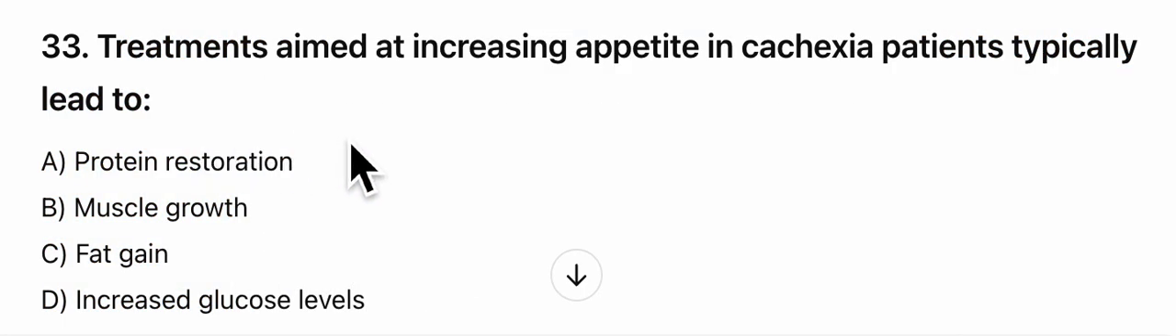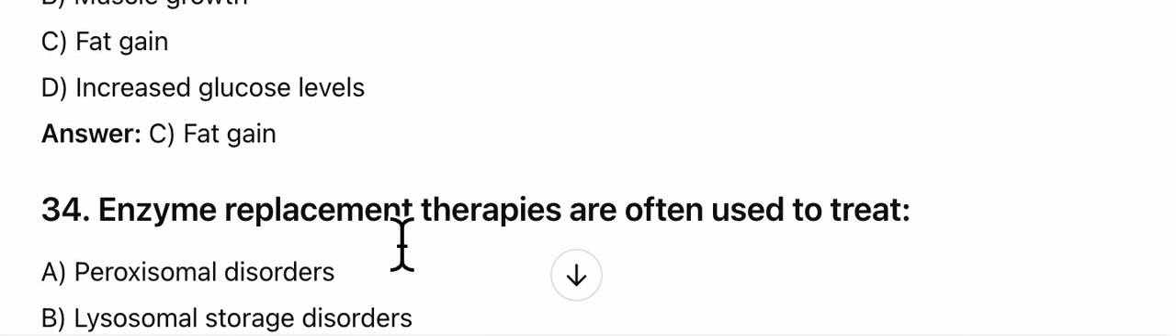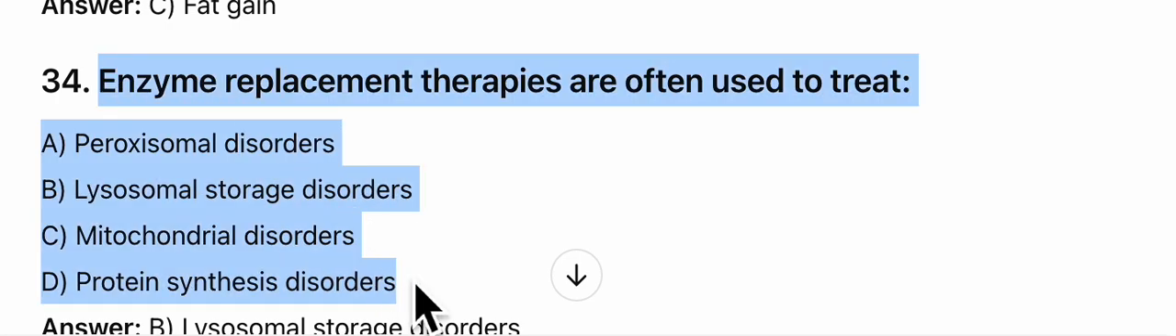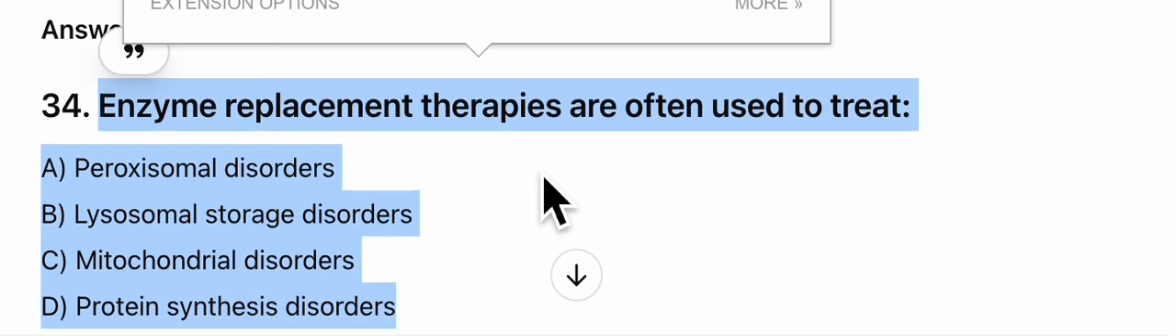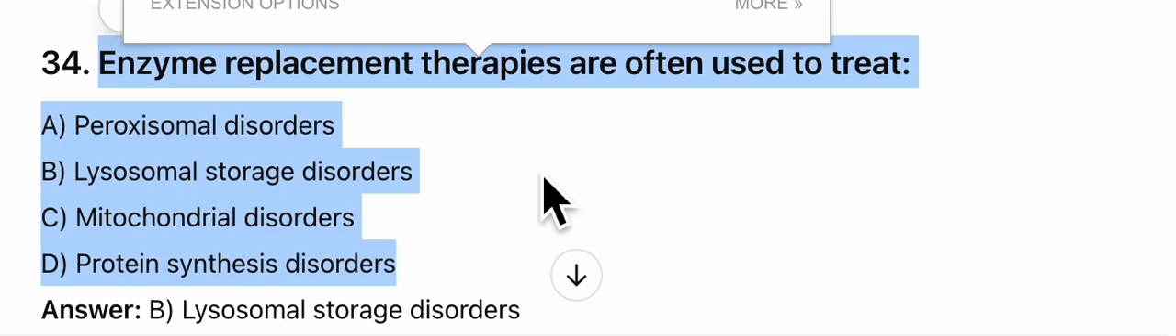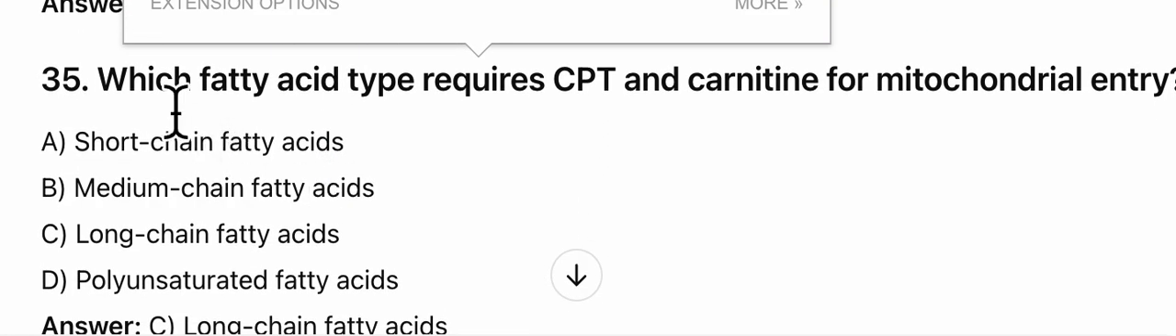Treatments aimed at increasing appetite in cachexia patients typically lead to: A. Protein restoration, B. Muscle growth, C. Fat gain, D. Increased glucose levels. Enzyme replacement therapies are often used to treat: A. Peroxisomal disorders, B. Lysosomal storage disorders, C. Mitochondrial disorders, D. Protein synthesis disorders.